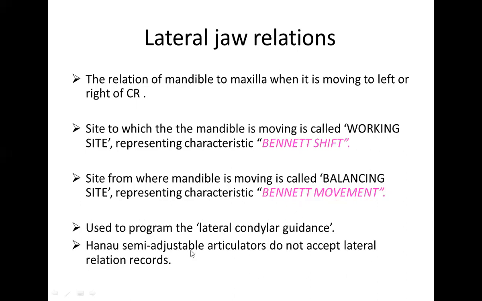As I told you, it's not necessary that you record the lateral records. There are a few articulators, like Hanau's articulator, that are not able to transfer lateral records. They are only able to record the forward records, that is your protrusive records. You will record this protrusive record and transfer it over your articulator.